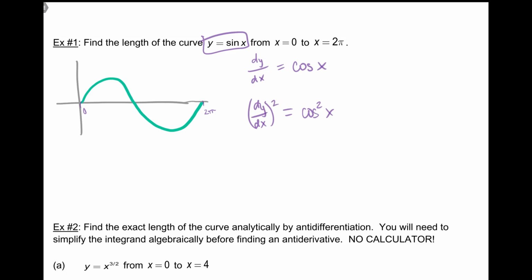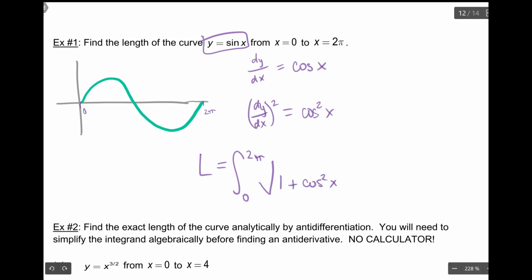All right, so we know what (dy/dx) squared is, so let's find the length. It's going to be the integral from, what are my 2 bounds? 0 to 2 pi. And then the square root of 1 plus (dy/dx) squared. So here that's going to be cosine squared x. Do we know what this is equal to? It would be negative sine squared. Oh, yikes, this is nasty.